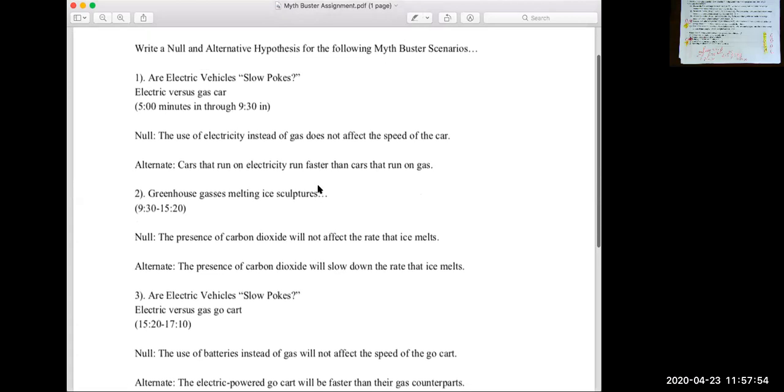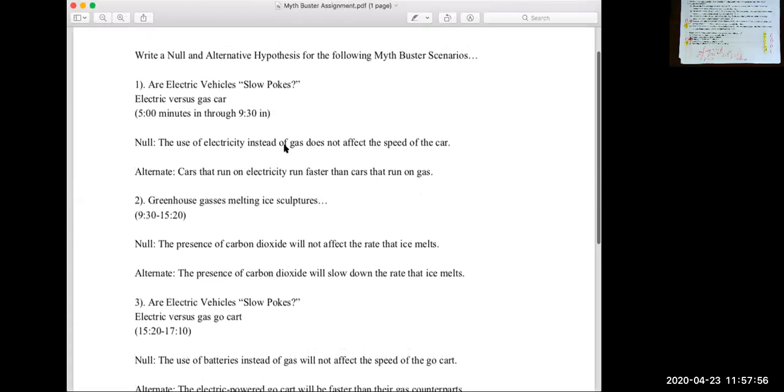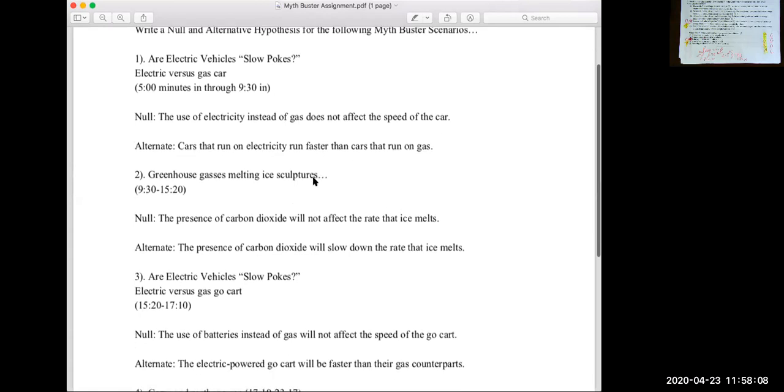Okay. The use of electricity instead of gas does not affect. Good. Cars that run on electricity run faster than cars that run on gas. That's good, obvious, run faster. It's a right-tail test.